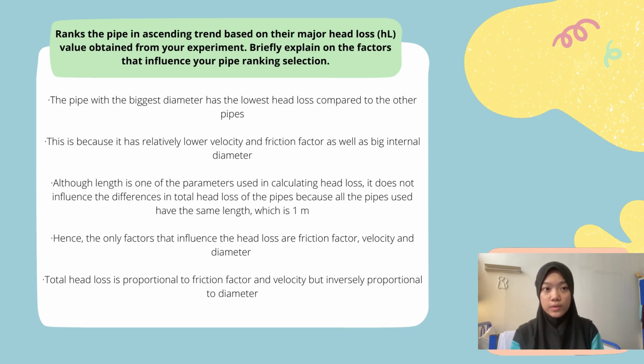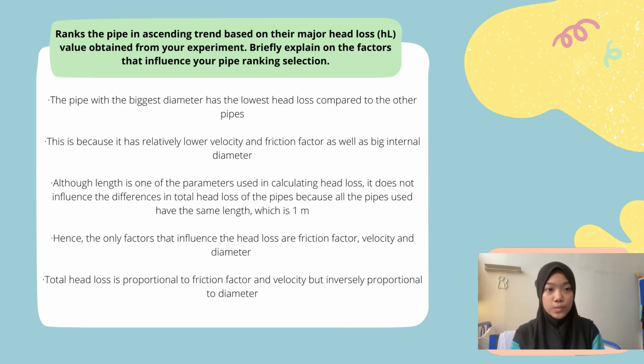So as we know, the formula for major head loss is HL equal to coefficient of friction F times length times velocity squared over 2 times internal diameter times G.